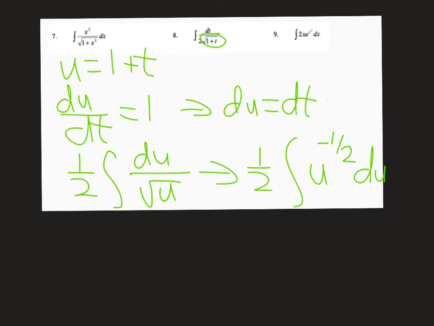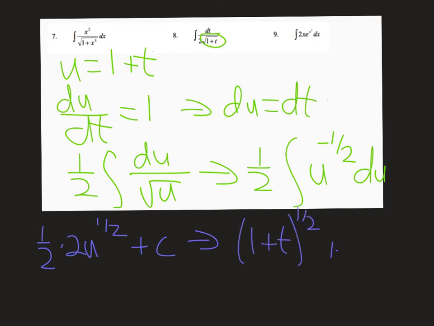So then whose derivative is u to the negative 1/2? Well, that's got to be u to the 1/2. I had the 1/2, and I now need a 2 plus c. So that's going to give me a 1/2 and 2 cancel out. That's going to give me u to the 1/2, which is 1 plus t to the 1/2 plus c. If we don't think that's right, again, you could take the derivative and see if that works.